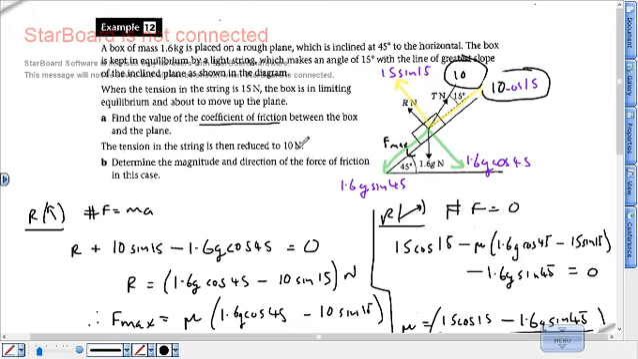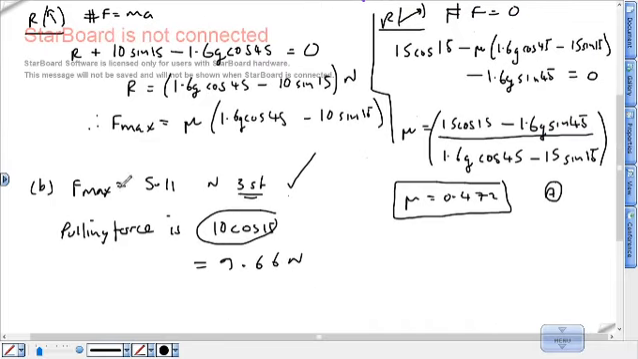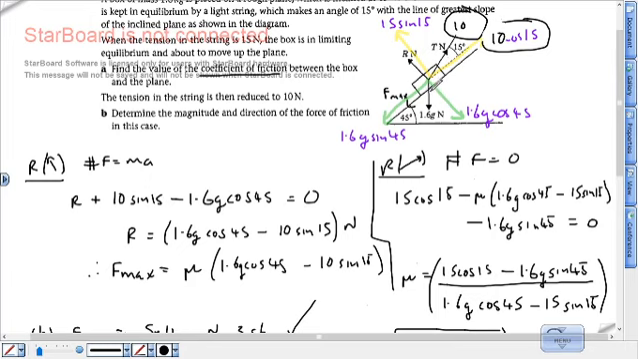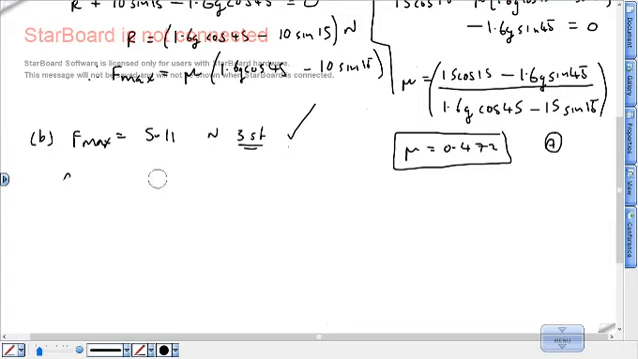Right, the tension of the string is then reduced to 10 newtons. Okay, something's gone wrong here. What have I done wrong? So F max is equal to 5.11 newtons. Okay, I'm happy with that. Yeah, okay. So sorry, that's the pulling force. We got that. I didn't need to work that out. So now I'll rephrase that.